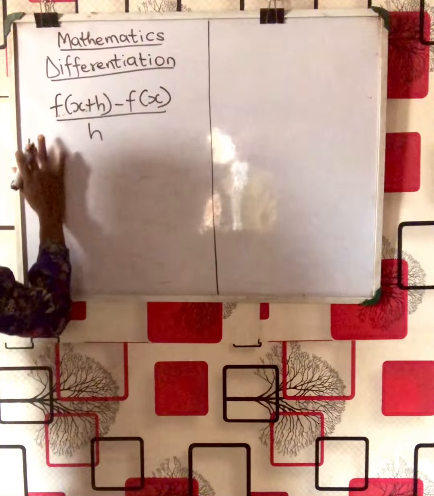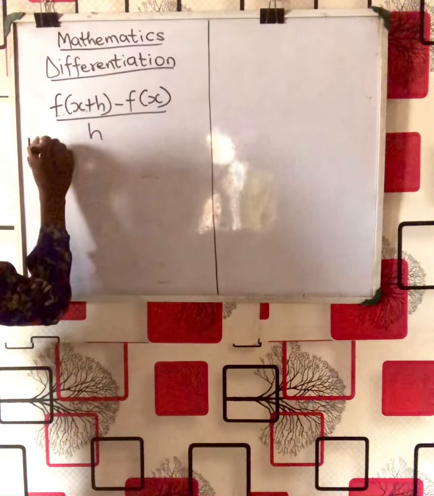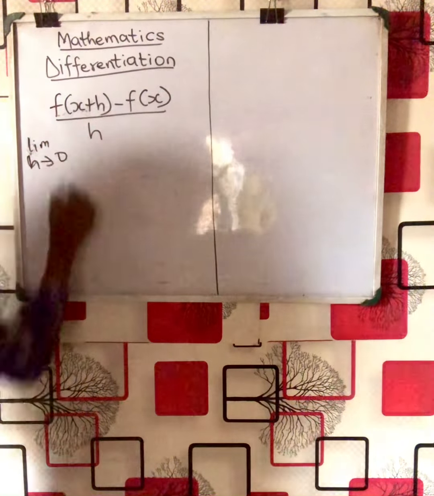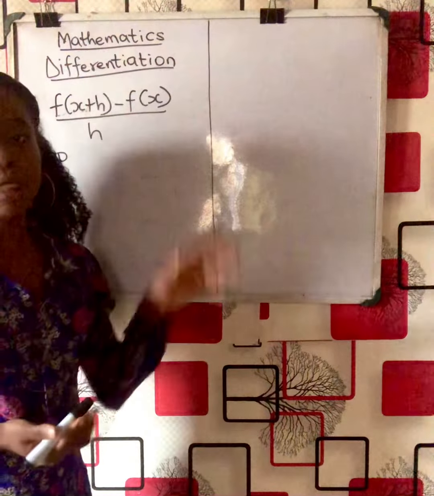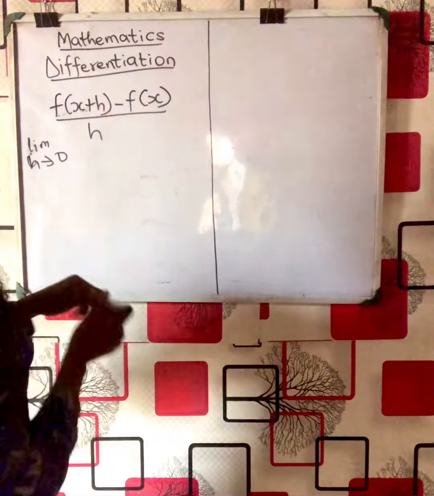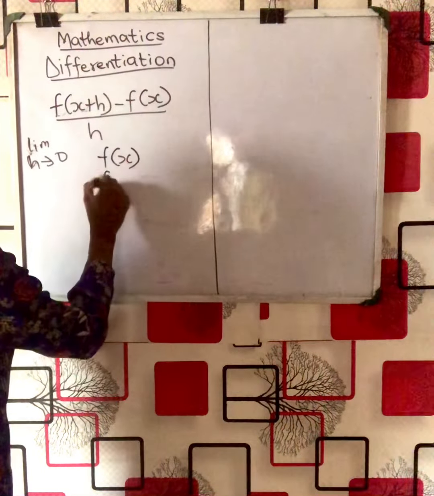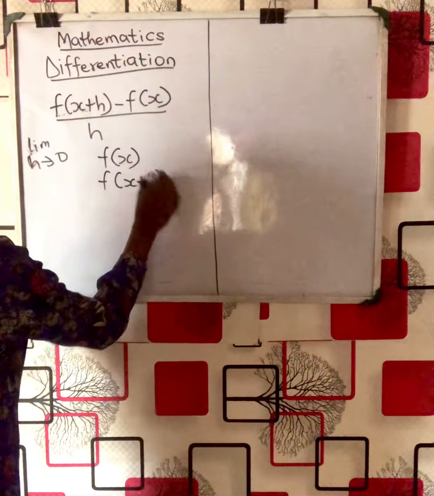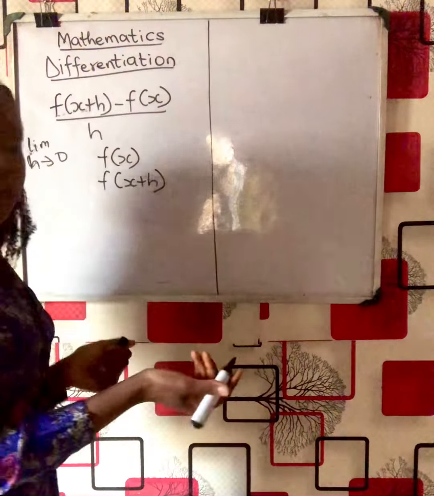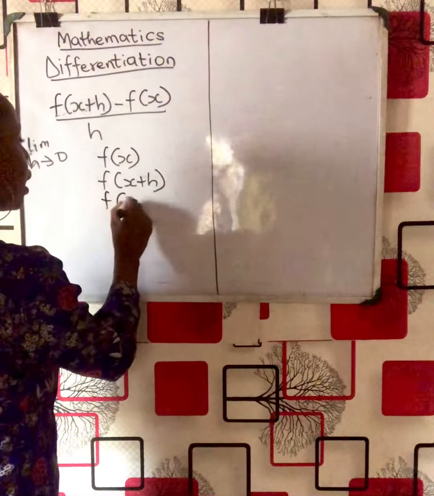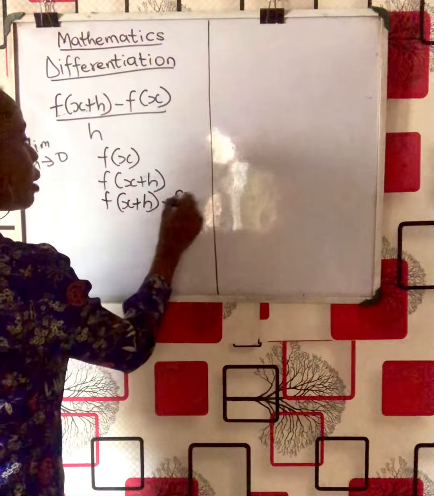when h is limiting to 0. So this is the formula. Which means you have to get f of x, you have to get f of x plus h, then probably f of x plus h minus f of x.